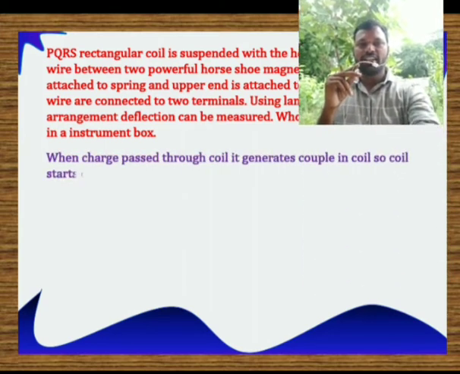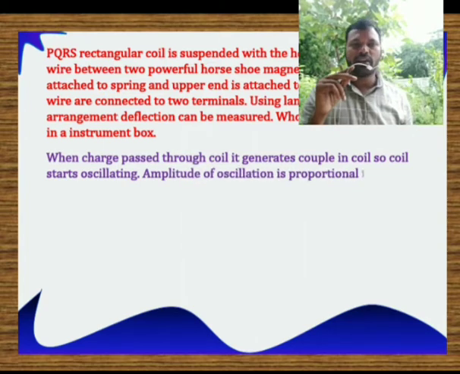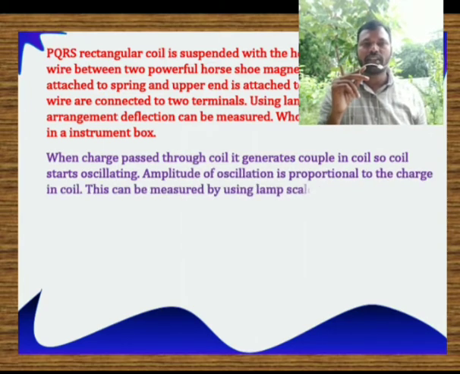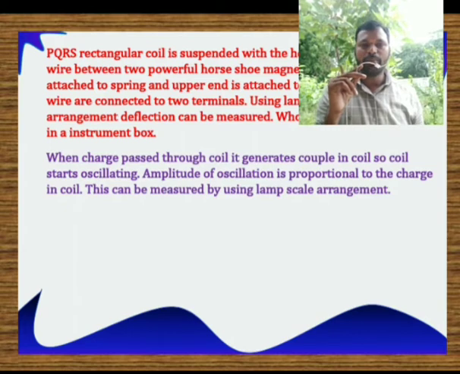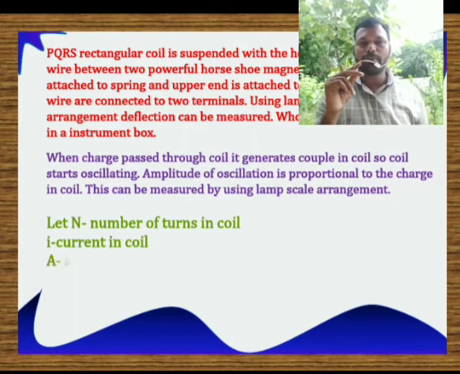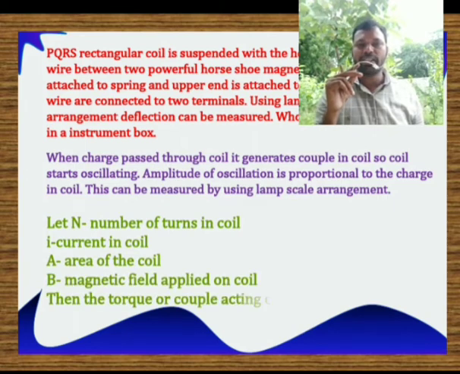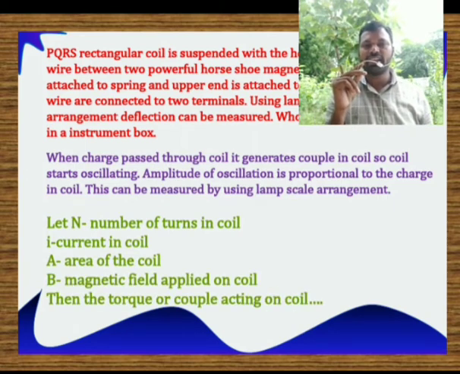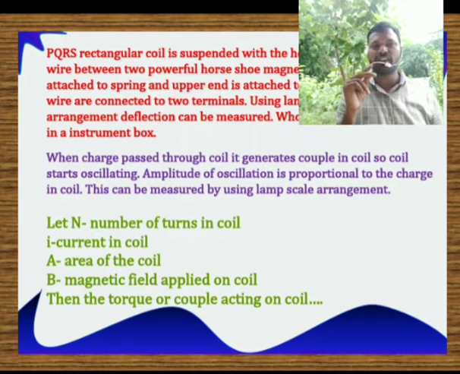Okay, when charge is passed through the coil, it generates a couple, or couple is nothing but torque. There are two terms for only one concept, couple on the coil, so because of this couple, the coil starts oscillating. The amplitude of oscillation is proportional to the charge passing through the coil. This can be measured with the help of the lamp scale arrangement. Now let N be the number of turns in the coil, I the current passing through the coil, A the area of the coil, and B the magnetic field which is applied.